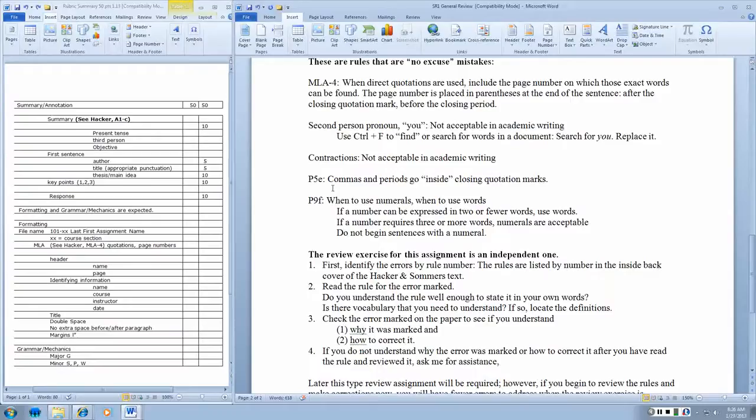If a number requires 3 or more words, numerals are acceptable. So 101, you can use numerals. There are different conventions for time and for some other things, but generally this is the rule, and you should not begin sentences with a numeral. But you can look at Rule P9F to see what the specifics are there.